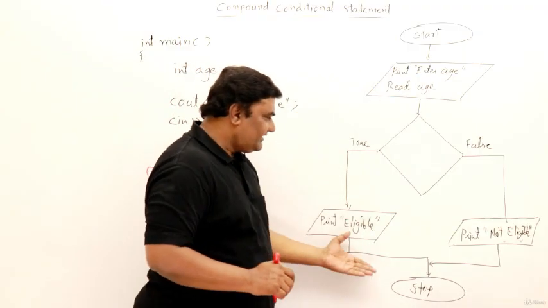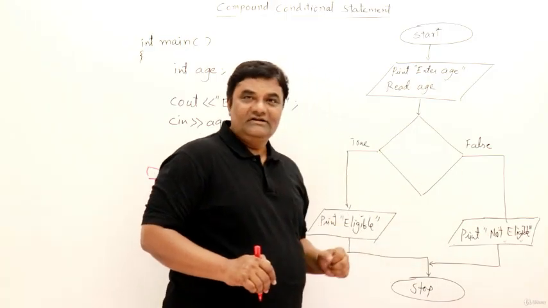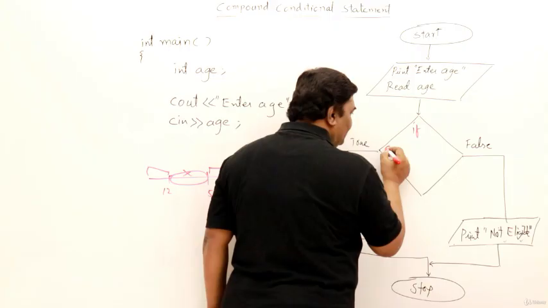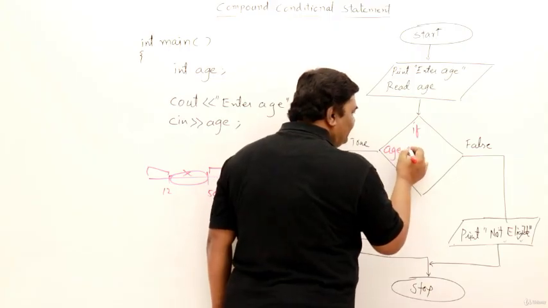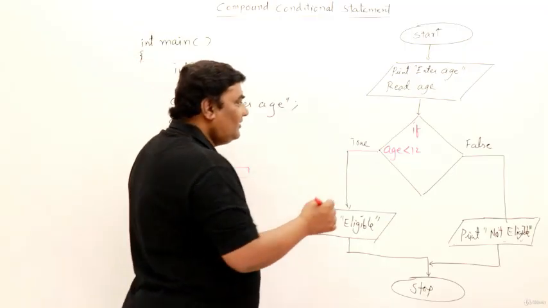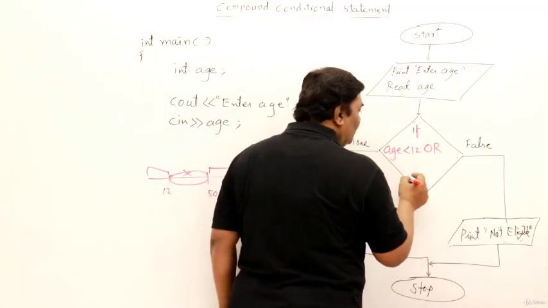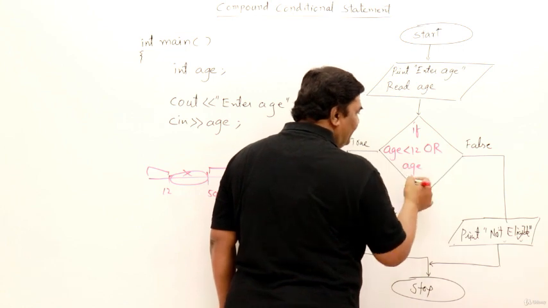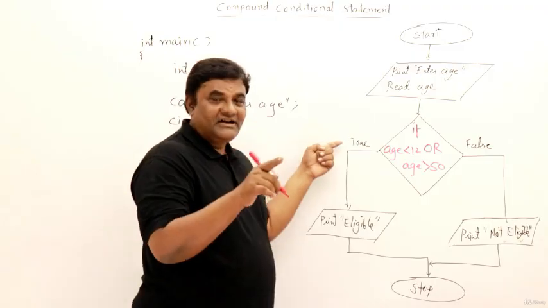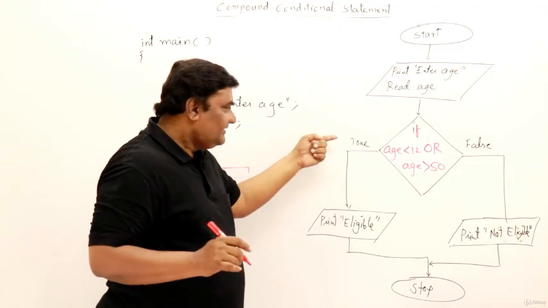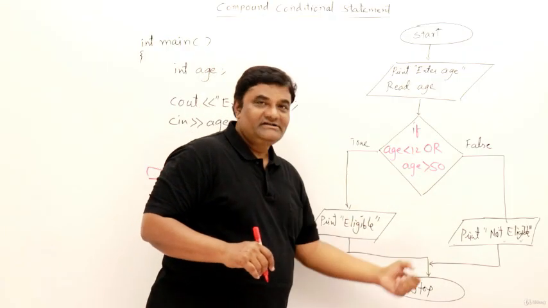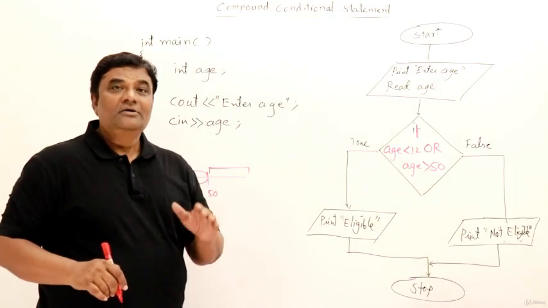So already I have a flowchart here and I made the messages eligible and not eligible. I will just write the condition here. So the condition is, if age is less than 12 years, since from 12 years onwards we are saying it's young, or age is greater than 50. If true, he is either a child or an old man, so he or she is eligible. Otherwise not eligible. So let us write a program for this one.